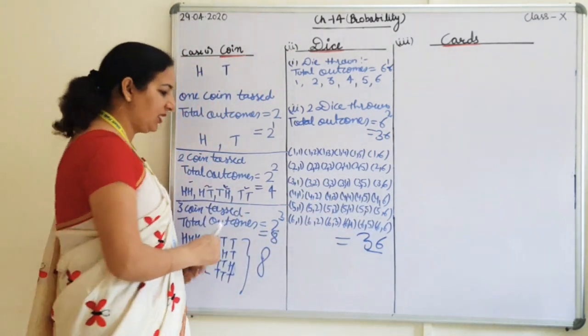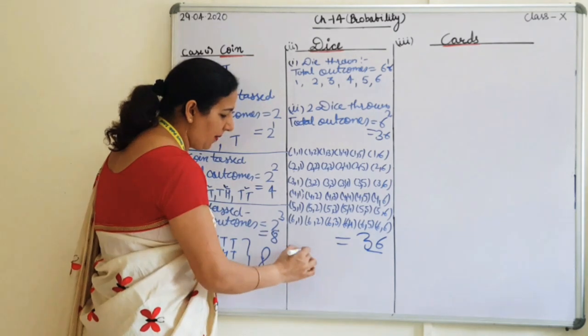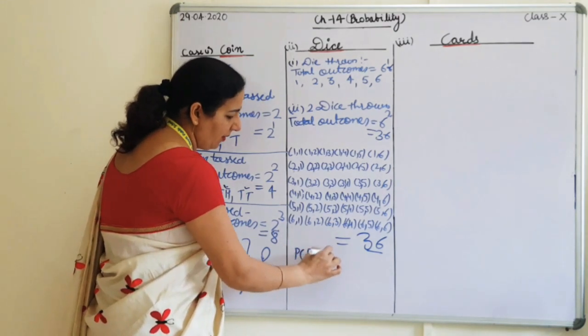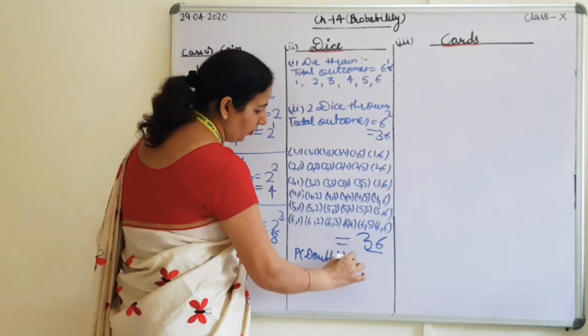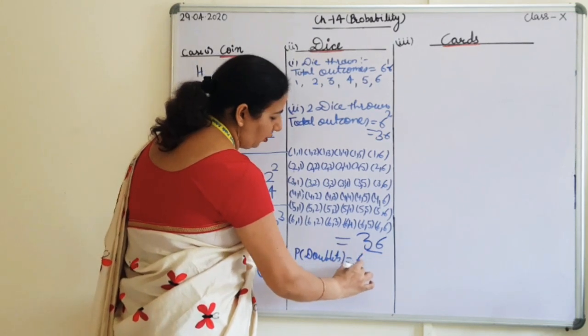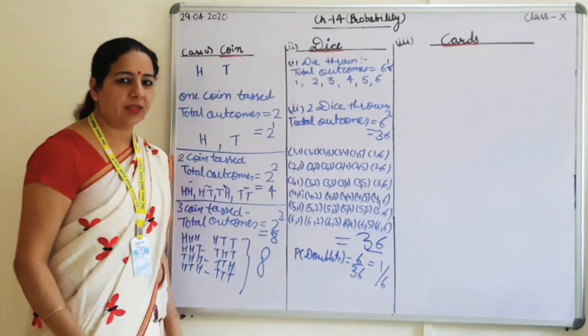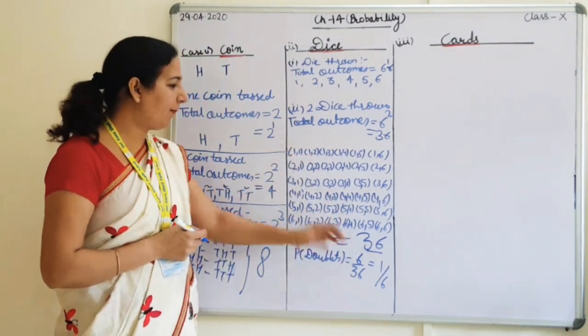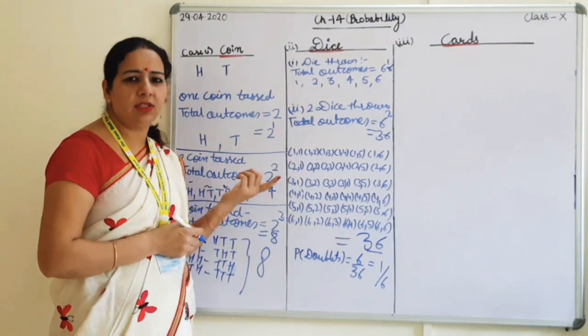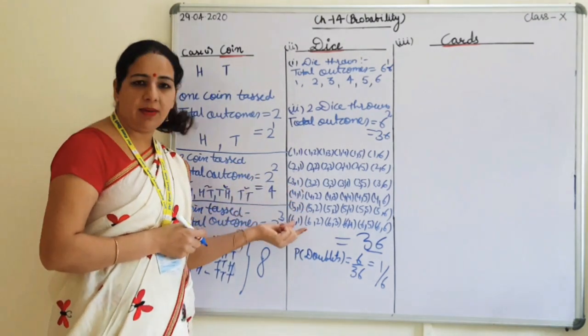So they will be 6 in number. So the probability of doublets will be 6 upon 36, which is 1 upon 6. So here we can calculate the probability of sum 2, sum 3, sum 7, and an even number on both the dice.